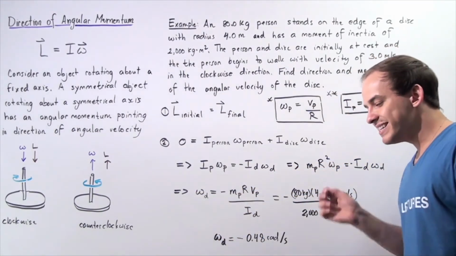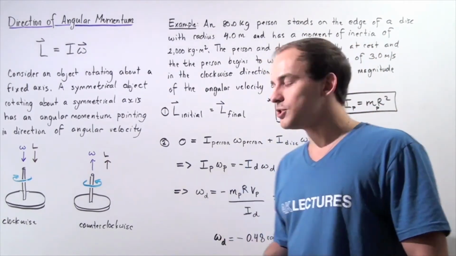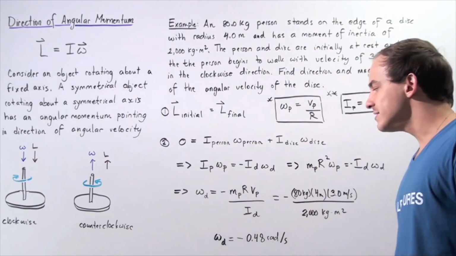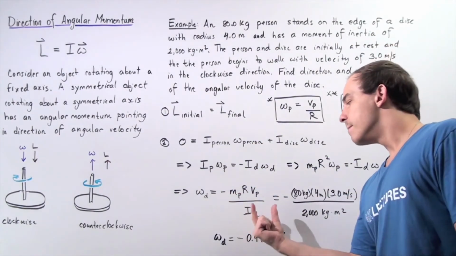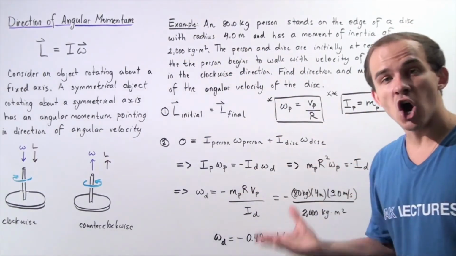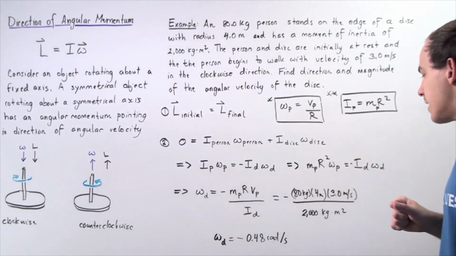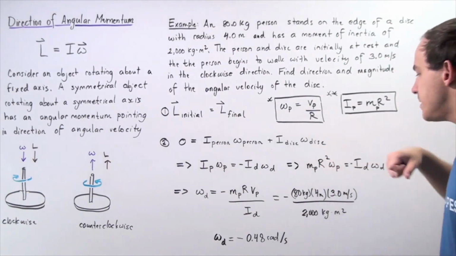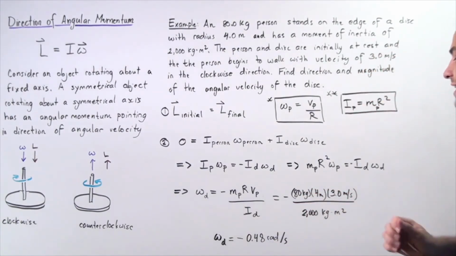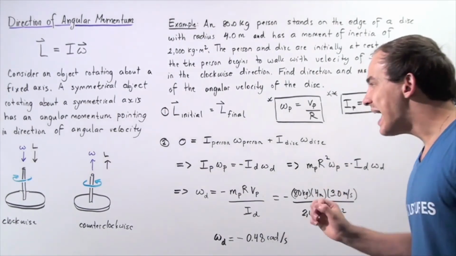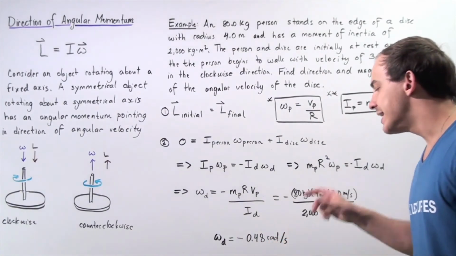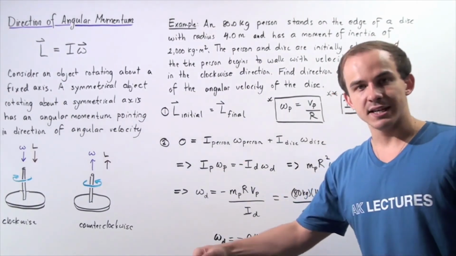The angular velocity of the disk is equal to the negative of the product of the mass of the person, the radius, and the linear velocity of the person, divided by the moment of inertia of the disk, which is given. All these quantities we know, so we plug them in: 80 kilograms times 4 meters times 3 meters per second divided by 2,000, and we get negative 0.48 radians per second. So the magnitude of angular velocity is 0.48 radians per second, and the direction is opposite of the direction of the person.